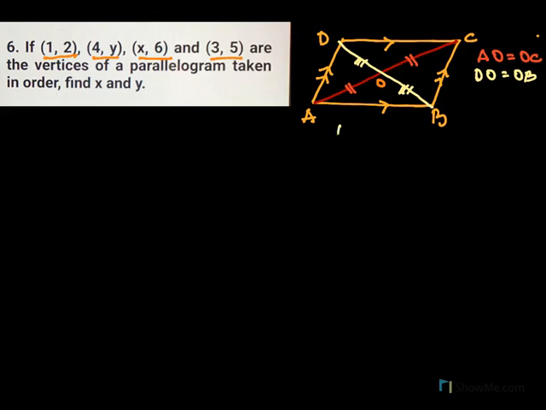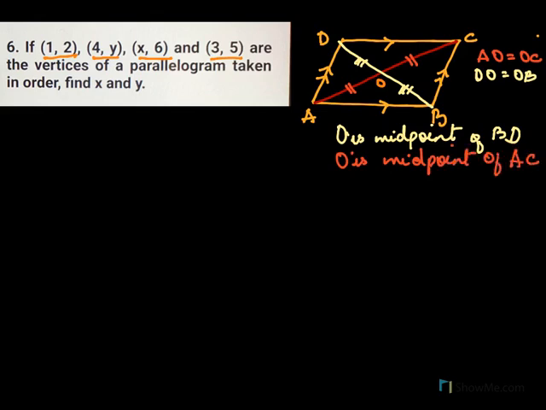O is the midpoint of BD, and O is also the midpoint of AC. We have to keep this in mind, that the midpoint of both the diagonals is the same. Then we have to know another thing about the section formula.